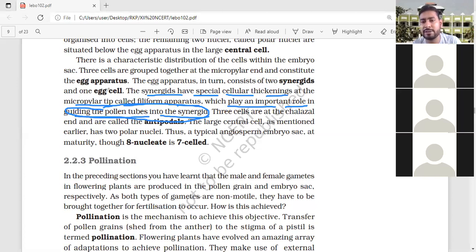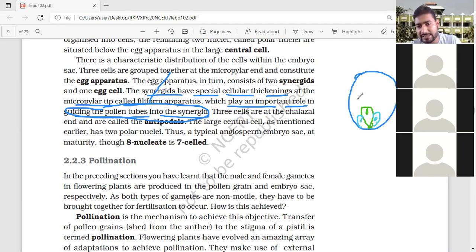Suppose I'm drawing the figure. With the figure, your concept should be clear. This is the embryo sac, and in the embryo sac we have the egg cell. This is the egg cell, and the two others are also there. This is the synergid cell, and here another synergid cell.